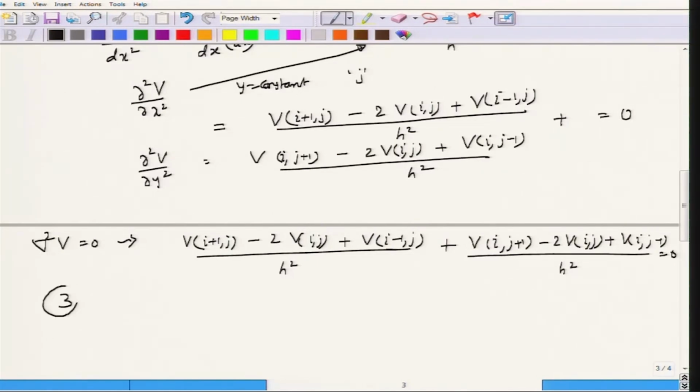The third step is to assemble these equations in matrix form.